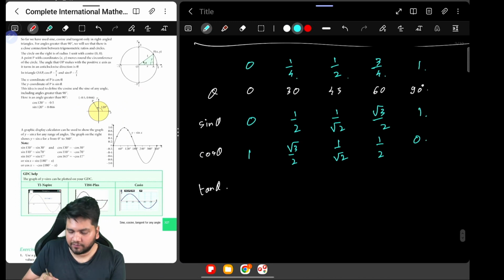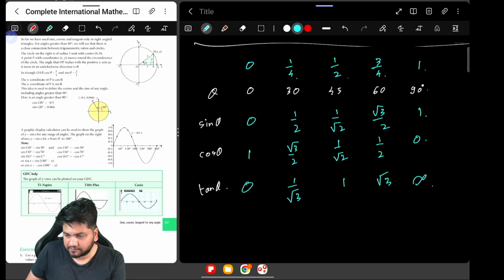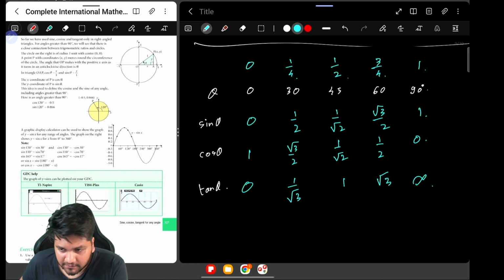And tan theta is sine theta upon cos theta. So 0 by 1 is 0. 1 by 2 divided by root 3 by 2 is 1 by root 3. This is going to be 1, this is going to be root 3 and this is going to be infinity, undefined. So these are your sine, cos and tan values.